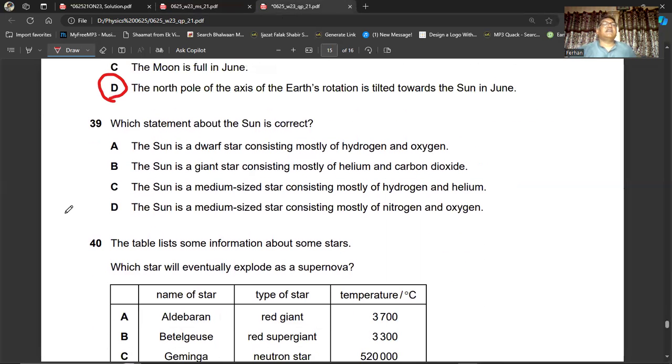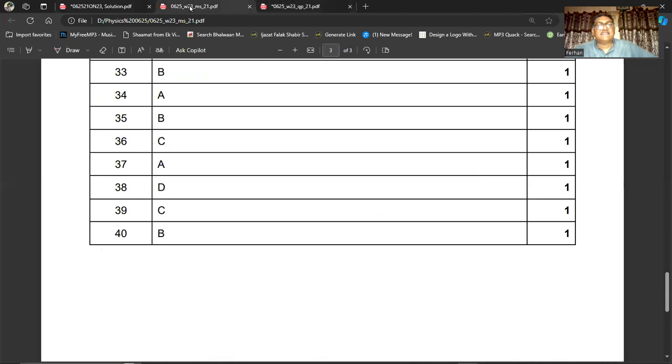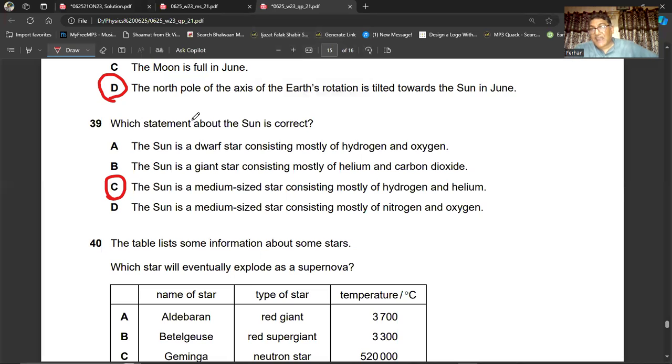Then we have question number 39. It says, which statement about the sun is correct? The sun is a medium-sized star, and the main fuel in the sun is hydrogen and helium. So C is the right choice, sir. Question number 39. C is the choice. And it's a fact you should know about the sun.